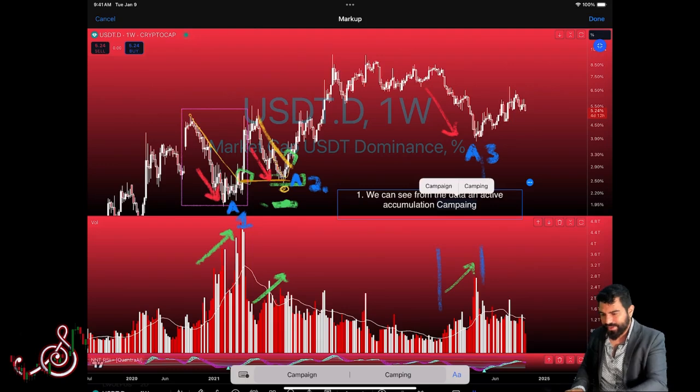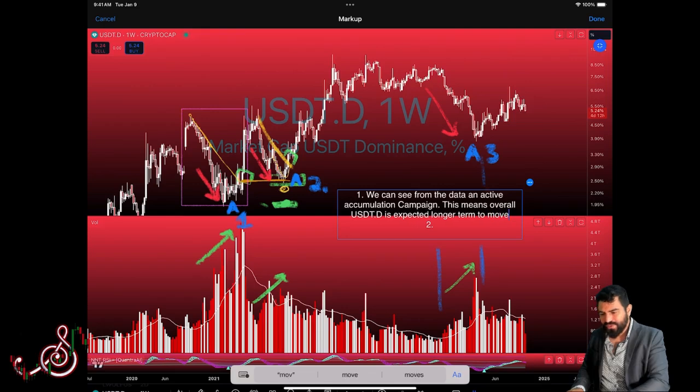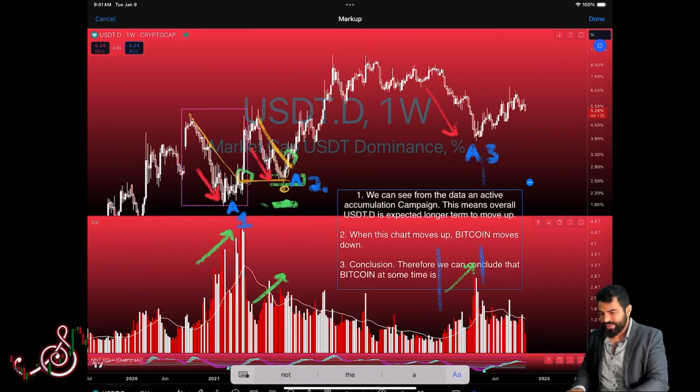Okay? Number 2, when there is an accumulation campaign, this means overall USDT.D is expected longer term to move up. Number 2, when this chart moves up, Bitcoin moves down. Therefore, number 3, conclusion. Therefore, we can conclude that Bitcoin at some time is expected to have much lower prices.